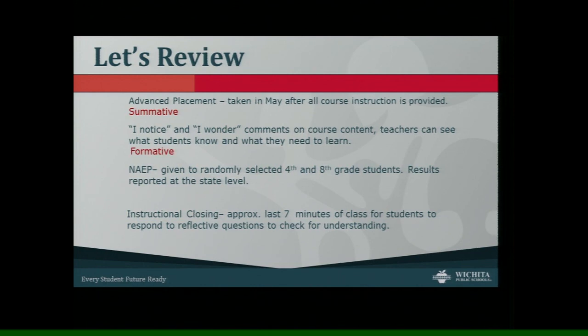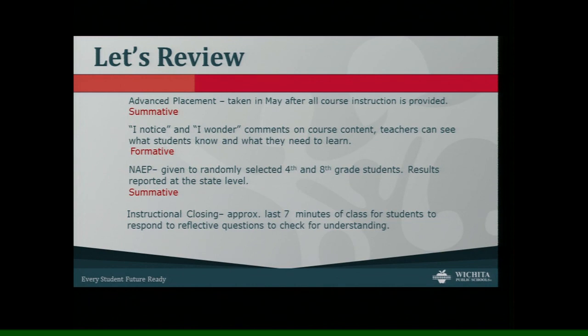It's going to tell the teacher where students are at in the learning process so adjustments can be made in instruction. NAEP, given to randomly selected 4th and 8th grade students, results are reported at the state level. This is an example of summative data. It is cumulative, an assessment where the focus is on the outcome.